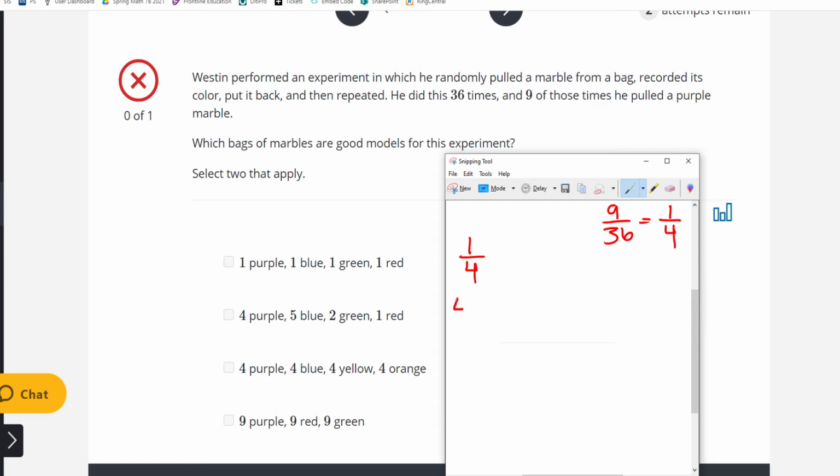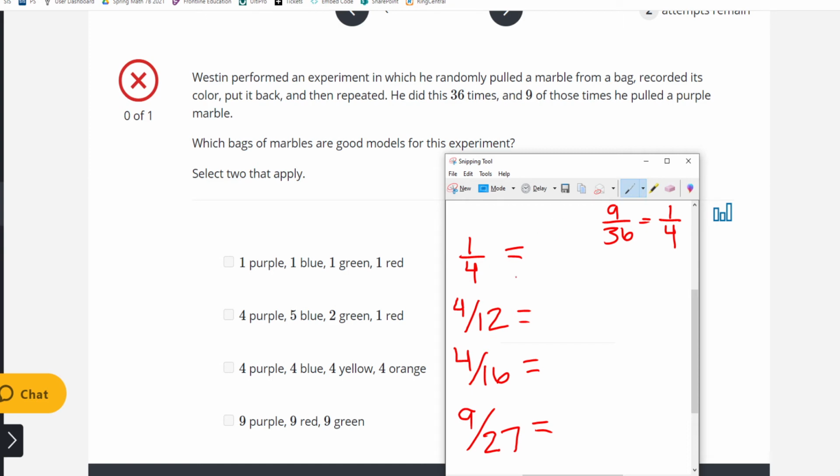I have 4 purple marbles out of, let's see, 4 plus 5 is 9, 10, 11, 12. I have 4 purple ones here out of 16. I have 9 purple ones out of 27. So again, I'm putting the number of purple on top and the total number of marbles by adding all of the marbles together. So like 1 plus 1 plus 1 plus 1, 4 plus 5 plus 2 plus 1. That's how I'm getting these denominators.